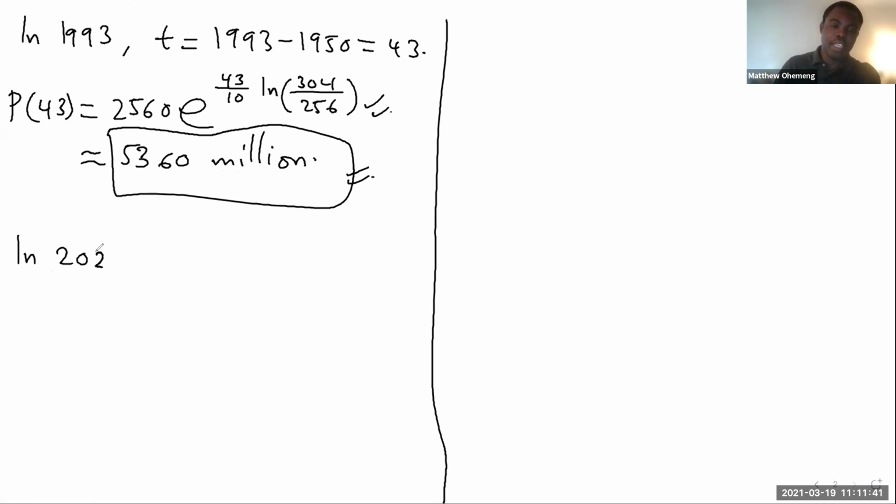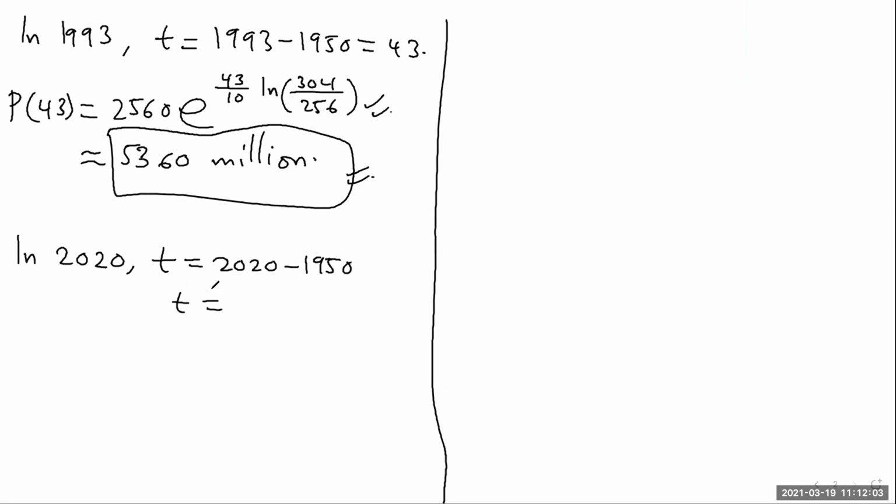Okay, now what about in 2020? So in 2020, we will compute it similar to what we did in 1993, right? So for 2020, let's check the time. That will just be 2020 minus the base year, which is 1950. And what is that? So T will be equal to what? Yeah, 70, perfect. Thank you. So T equals 70.